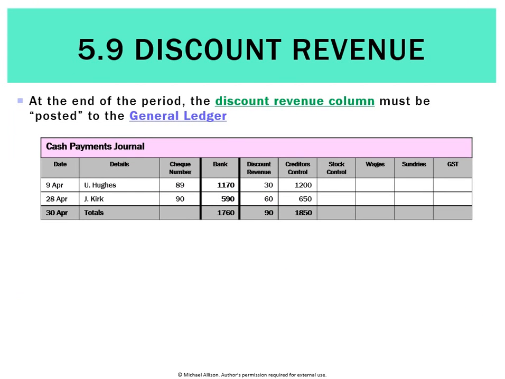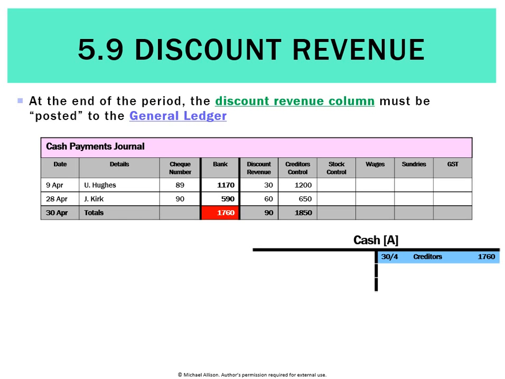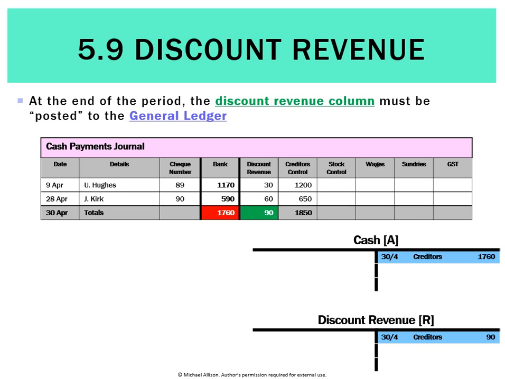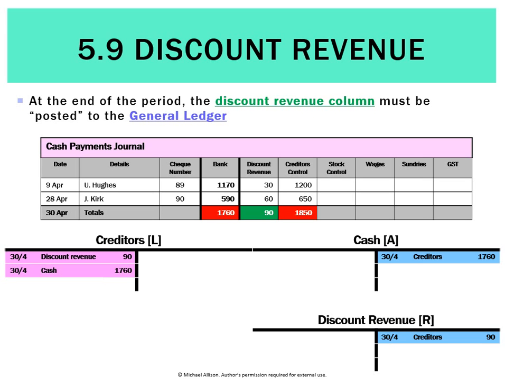We still need to post our columns, so we know how to post the bank column. That's going to be a credit to the cash at bank ledger. It's going to make cash go down. But we're going to have to post the total discount revenue. That's going to be a credit because revenues go up on the credit side. Looking at the creditors ledger, creditors are going to go down in this instance $1,850. That's made up of some discount and some cash.